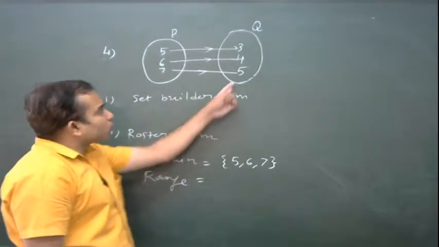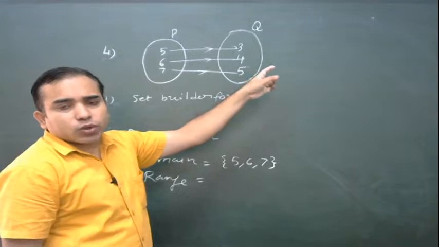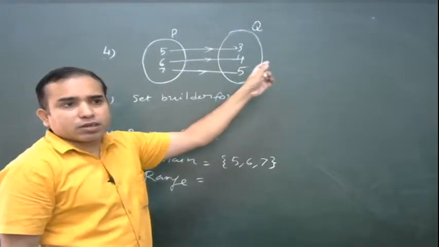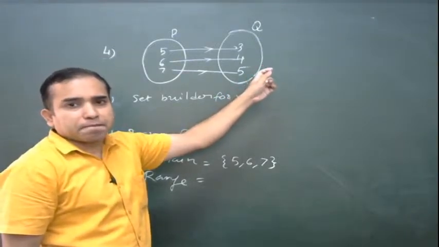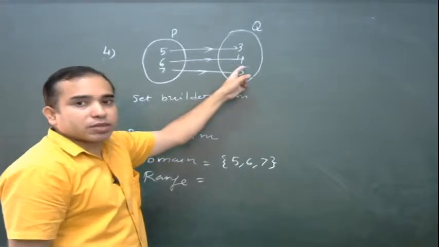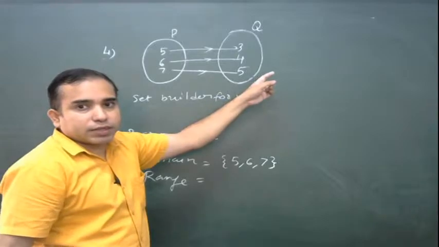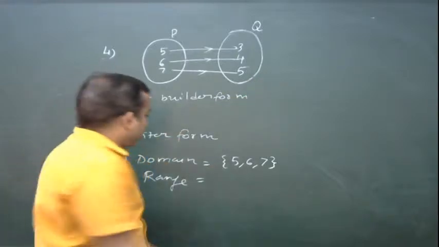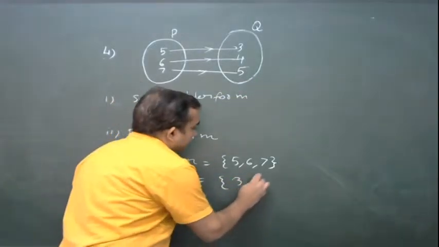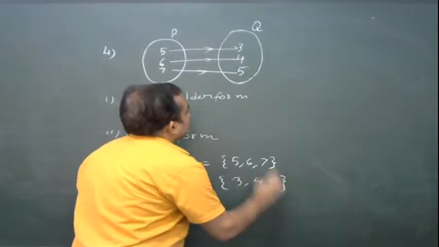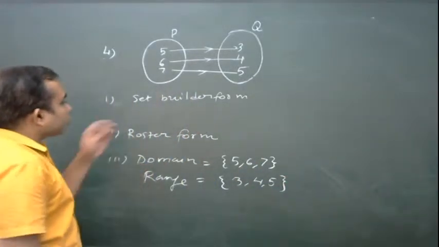Range means the image points, right? The elements on which the end point of the arrow falls will make the range. They will be the members of the set, and that set will be called the range. So, let us write the image points. Then roster form I have to write.